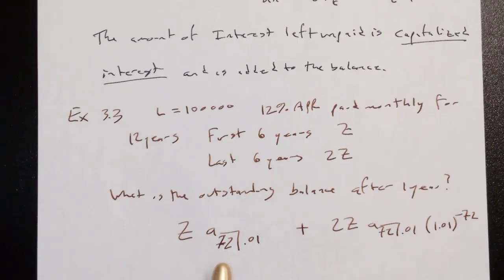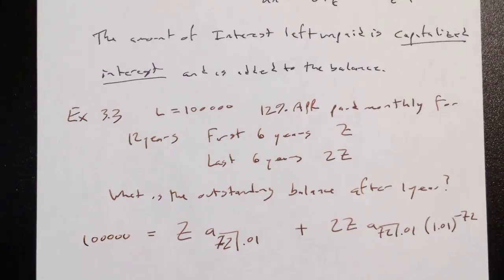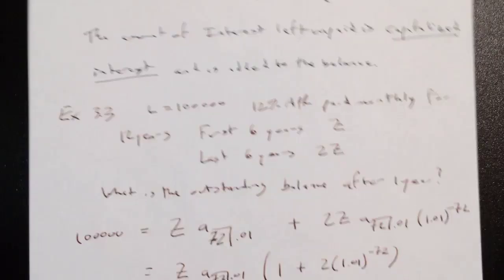So this is the 6 years at the beginning. This is the 6 years at the end. So remember to bring it back to the same time. This is the present value of my loan. So this is $100,000. My goal is to figure out Z. So if I factor out the Z and the A72 at 0.01, I'm left with 1 plus 2 times 1.01 to the negative 72.